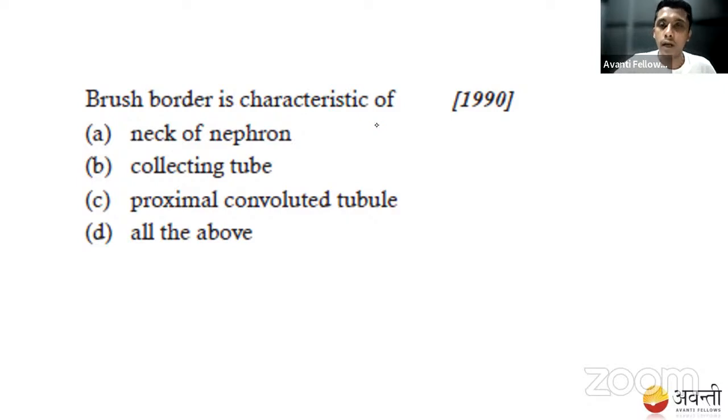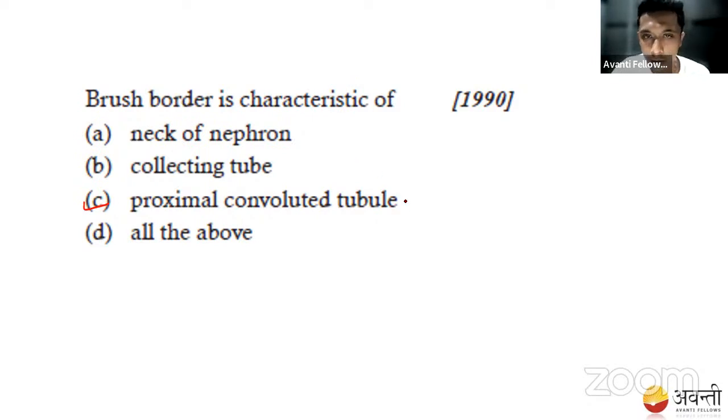All right, students, I'm going to end the poll now. So let us discuss the answer for the question. If you have chosen option C, that is proximal convoluted tubule, as your answer, then it is right. Brush border is a characteristic of the proximal convoluted tubule. The proximal convoluted tubule is very efficient in the process of reabsorption, right?